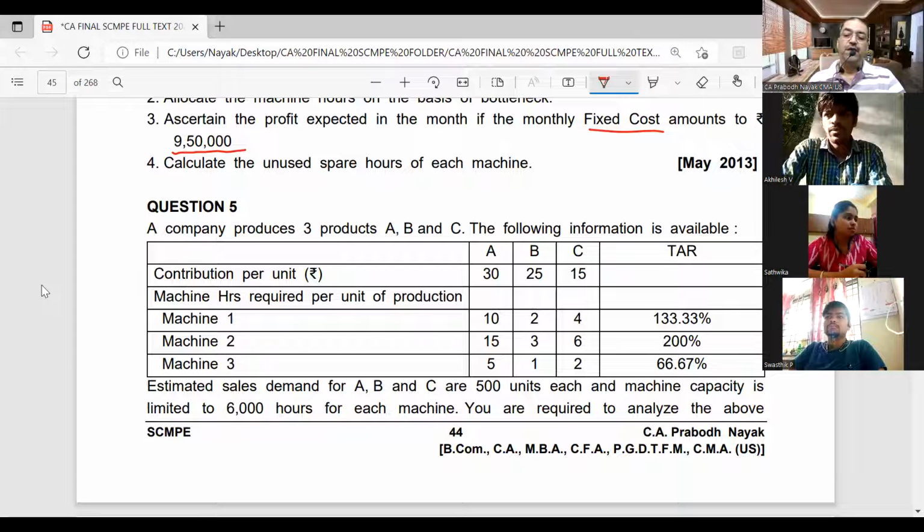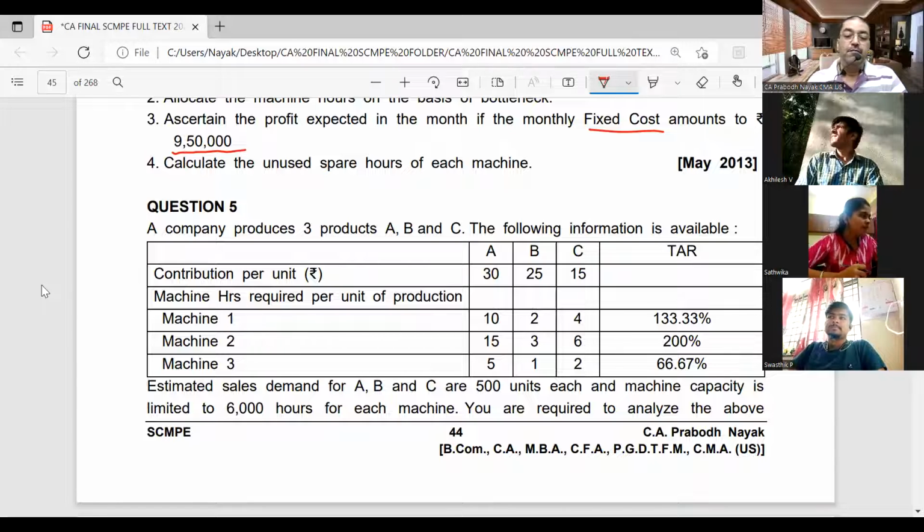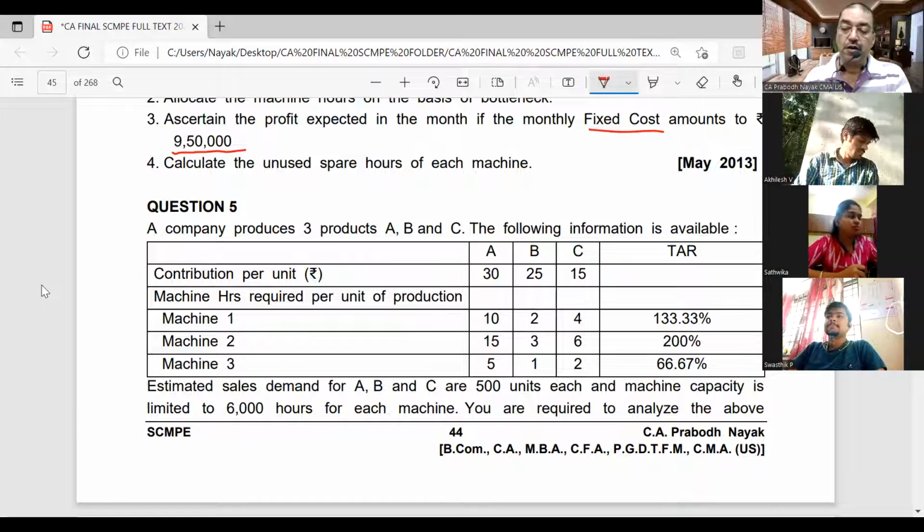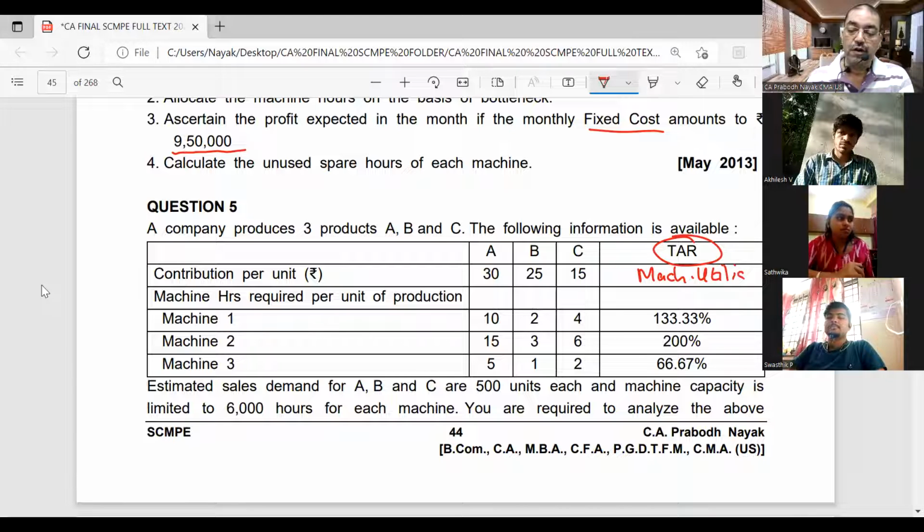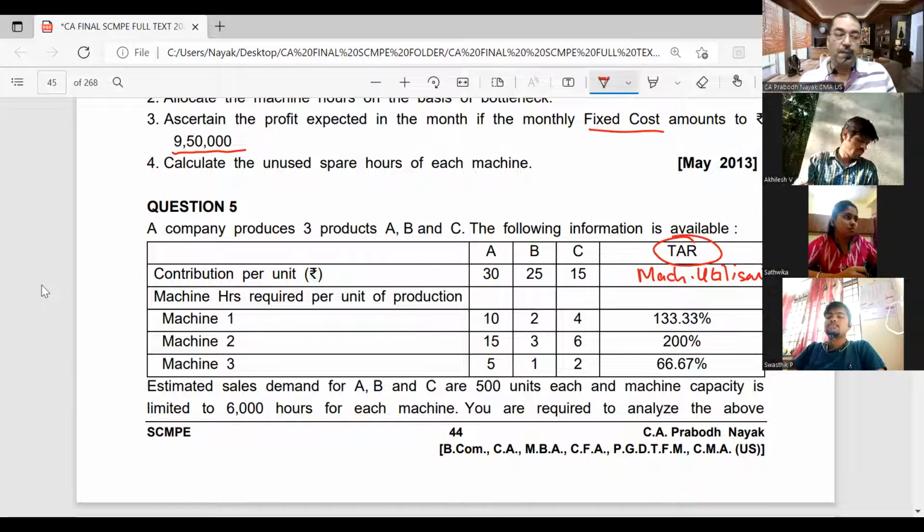The company produces 3 products A, B, and C. The following information is available. Contribution per unit is given, so directly they have given you the contribution, no need to calculate. Machine hours required per unit of production are given for machine 1, machine 2, machine 3, along with TAR. TAR is actually your throughput accounting ratio. You can also call this part your machine utilization. Machine utilization is given as 133.33% for machine 1, 200% for machine 2, and 66.67% for machine 3.